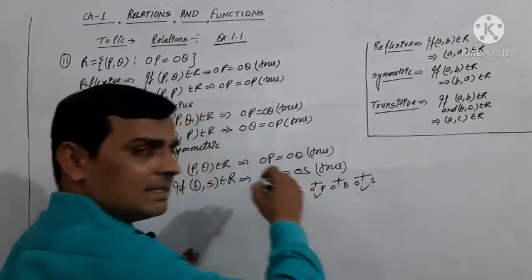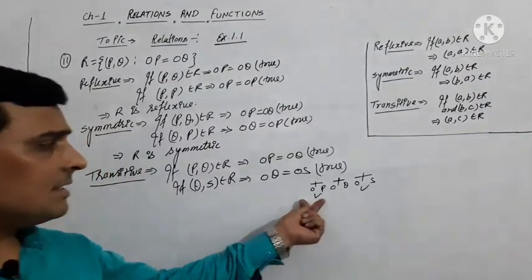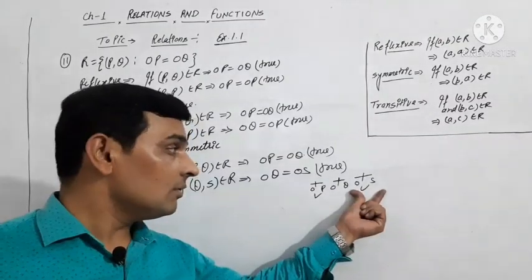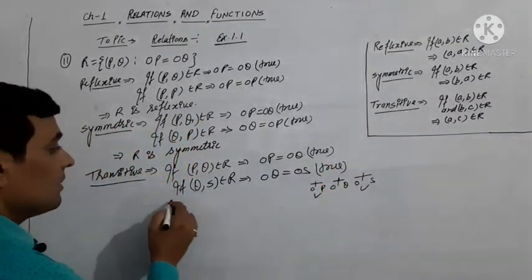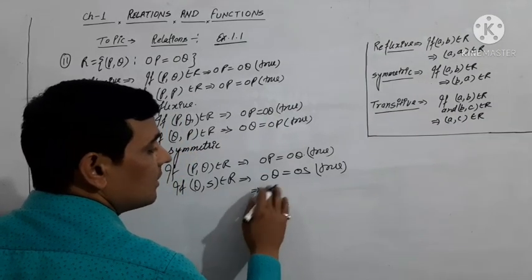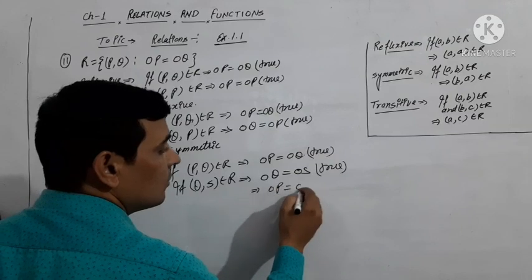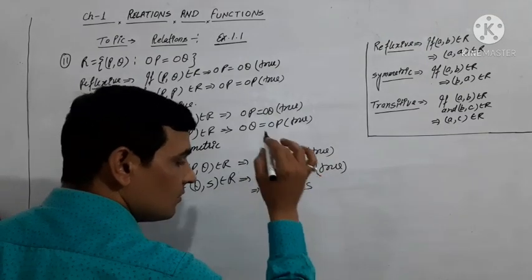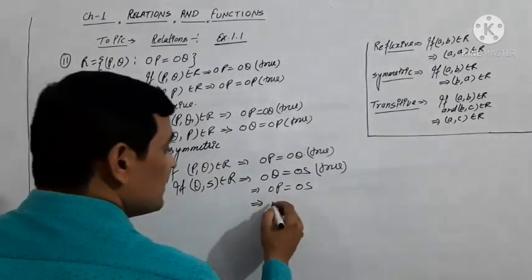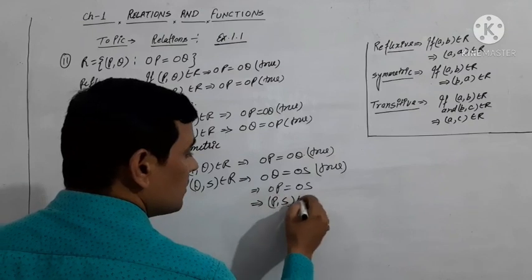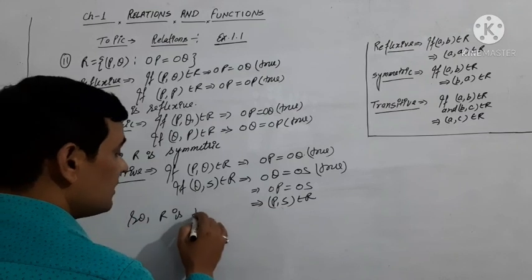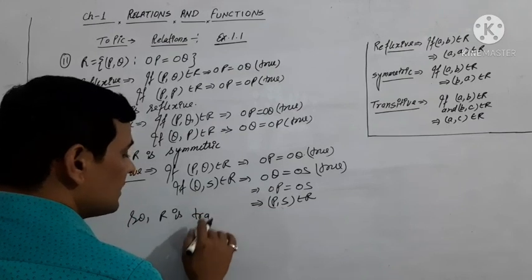Then OP will be equal to OS. Valid ना? तो ये distance is equal और ये distance is equal है. तो first distance will always be equal to third one. So this implies that OP will be equal to OS. किसके लिए कंडीशन आ गई? (P, S) belongs to R के लिए. This implies that (P, S) belongs to R. So R is transitive also.